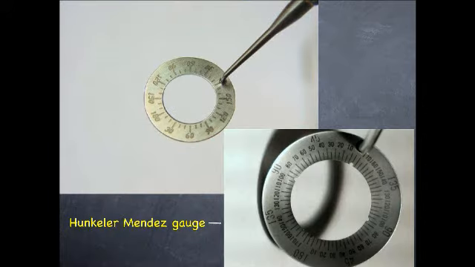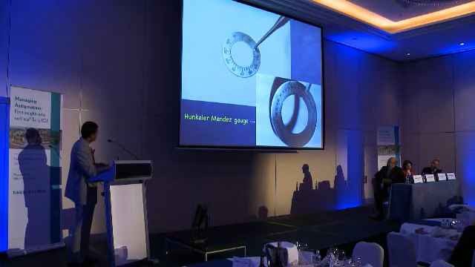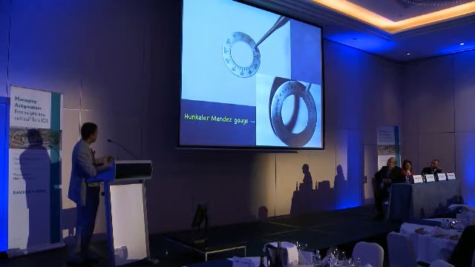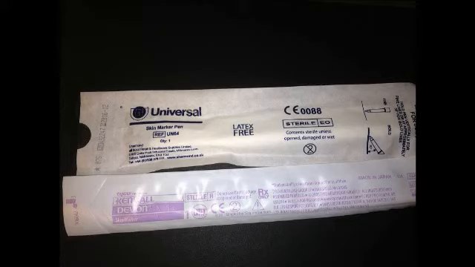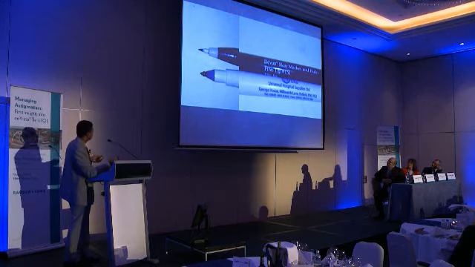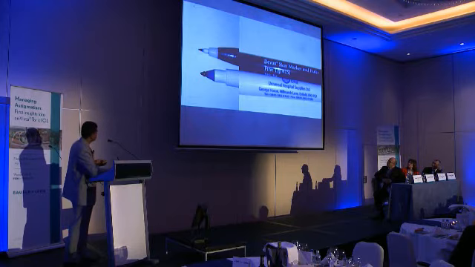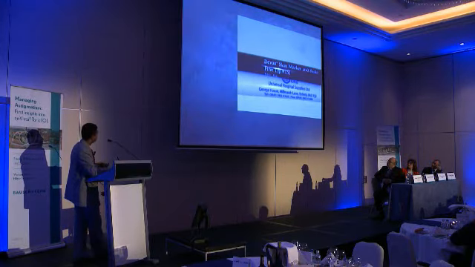Hunkeler-Mendez gauge is a slight modification where it goes in 5-degree increments. So this is a bit more accurate and gives you a more precise measurement for marking the steep meridian while the patient is on the table. There are different markers currently available in the market. My favorite is to use as thin a marker as you can get. The thicker the marker you use, the bigger the blob you get, and that can cause alignment errors. So the thinner the mark, the better, if you're starting off with this fine tip pen.